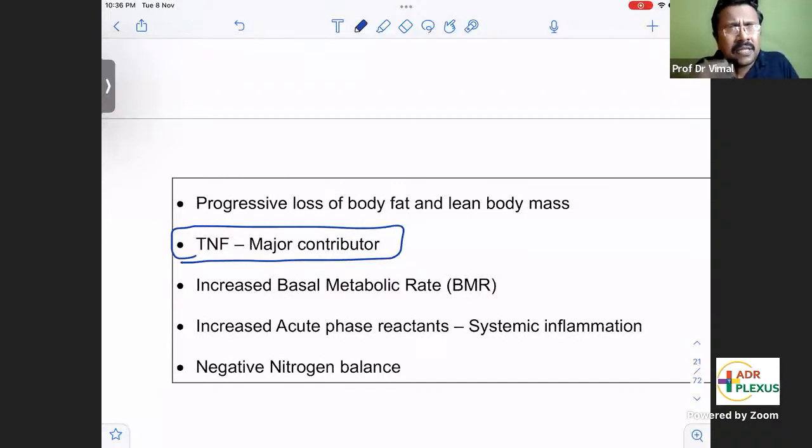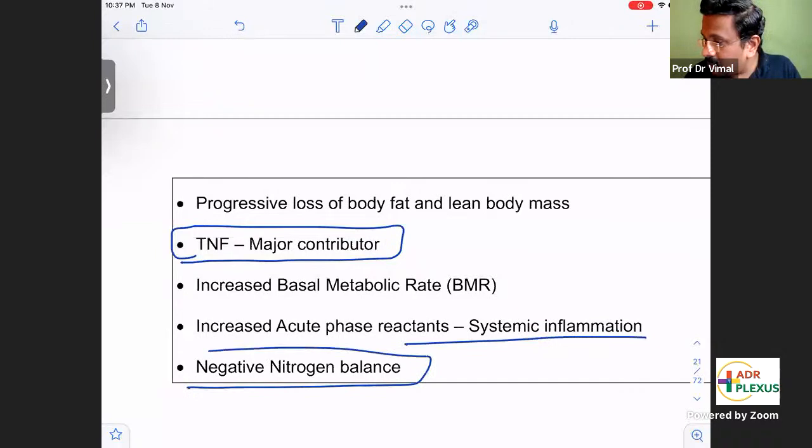And what will happen during this destruction? The acute phase reactants will be elevated. There will be increased acute phase reactants, and this will trigger the systemic inflammation. And always, actually, there is a loss of body mass. So there will be a negative nitrogen balance.